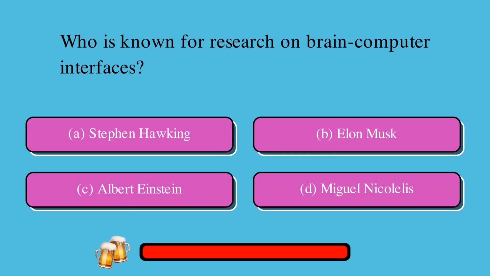Who is known for research on brain-computer interfaces? A. Stephen Hawking, or B. Elon Musk, or C. Albert Einstein, or D. Miguel Nicolelis. The correct answer is D. Miguel Nicolelis.